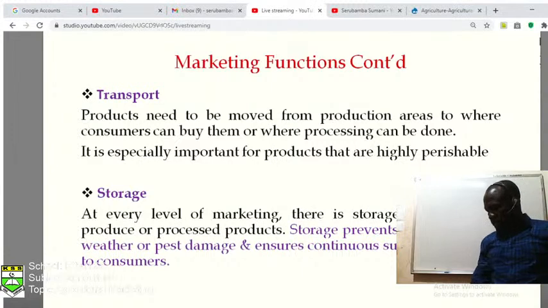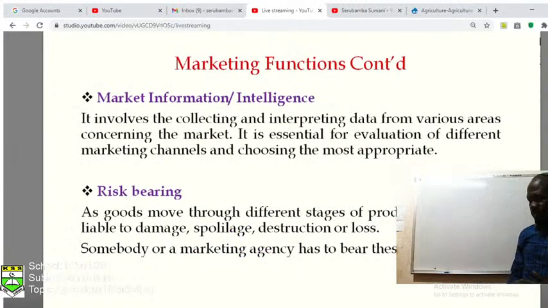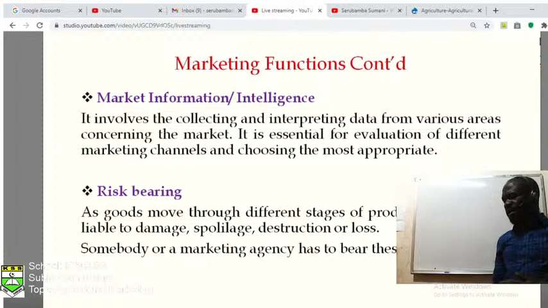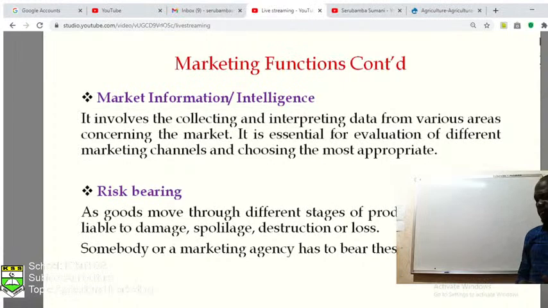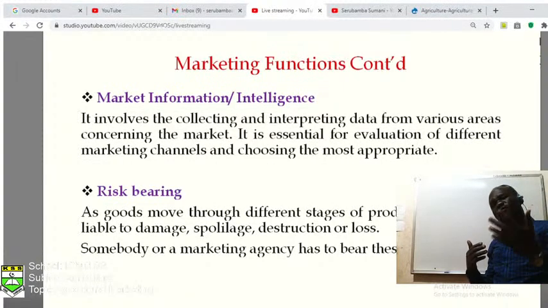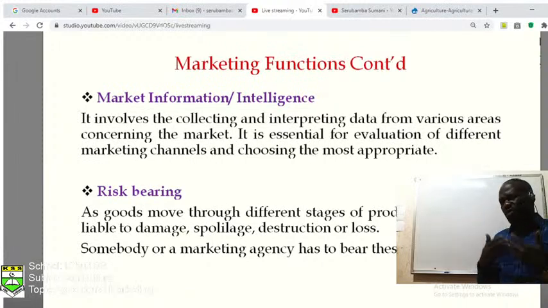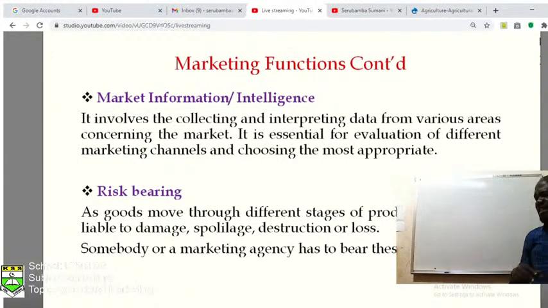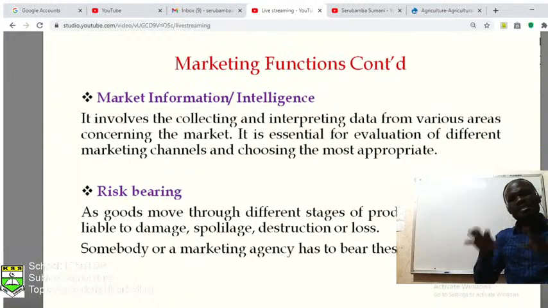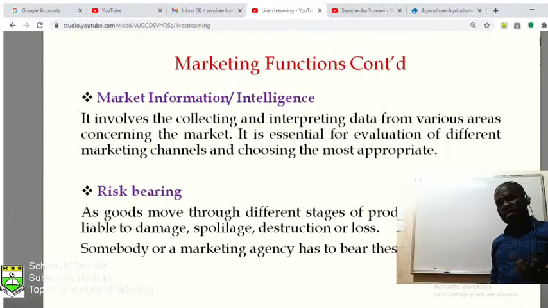Okay? And then we have another marketing function, what we call market information or market intelligence or market survey. Now, market information or intelligence or survey just means getting proper information, getting data regarding different aspects of the market. Okay, maybe demand for a particular product, the supply of a particular product, the price of a particular product. That information regarding the market is what you call market intelligence or market information.